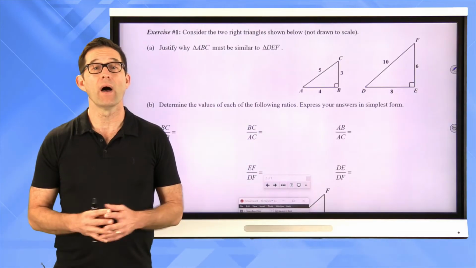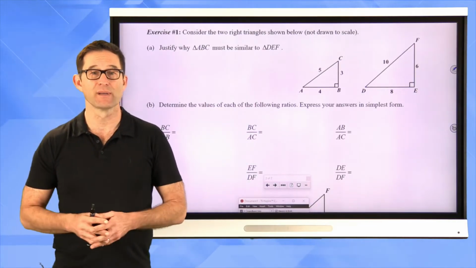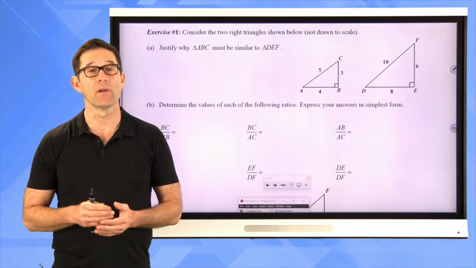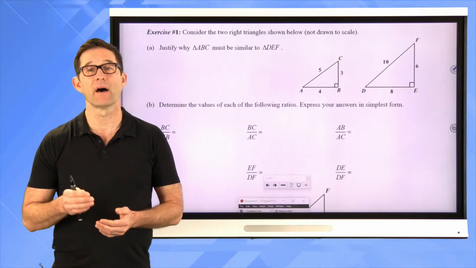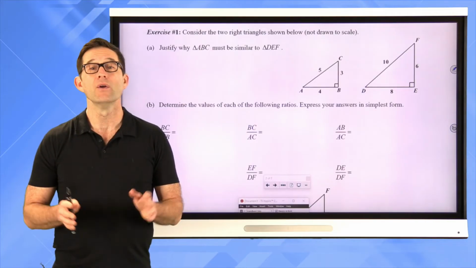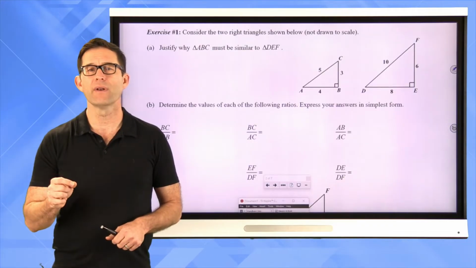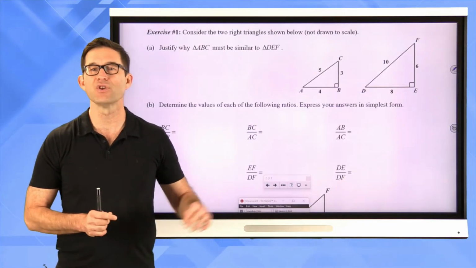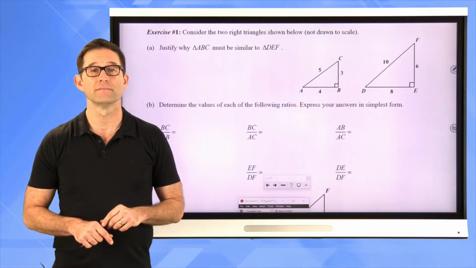All right. Well, remember, we had three ways that we knew that triangles were similar to one another. We had the angle-angle theorem, we had the side-side-side theorem, and we had the side-angle-side theorem. All right. Two of those three would be applicable here. Pause the video now and see if you can think about how to justify that these two triangles are similar to one another.